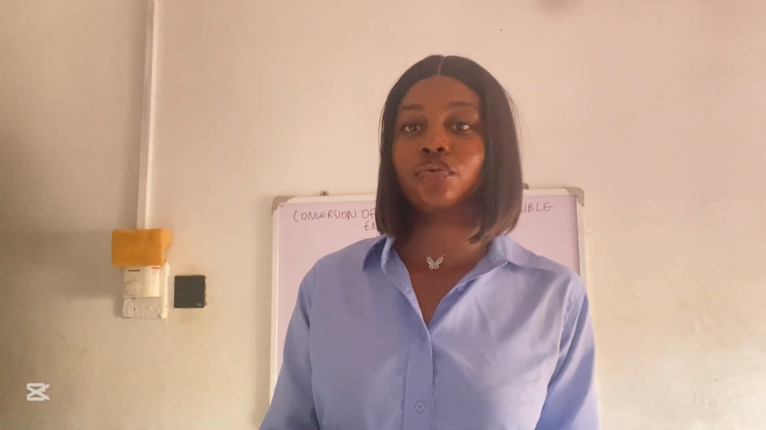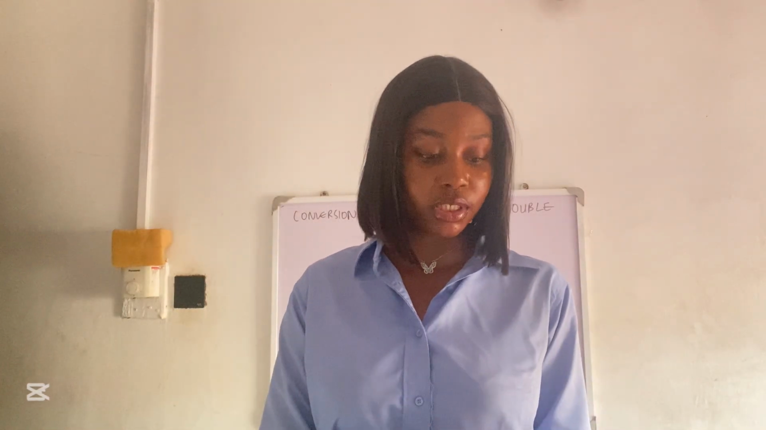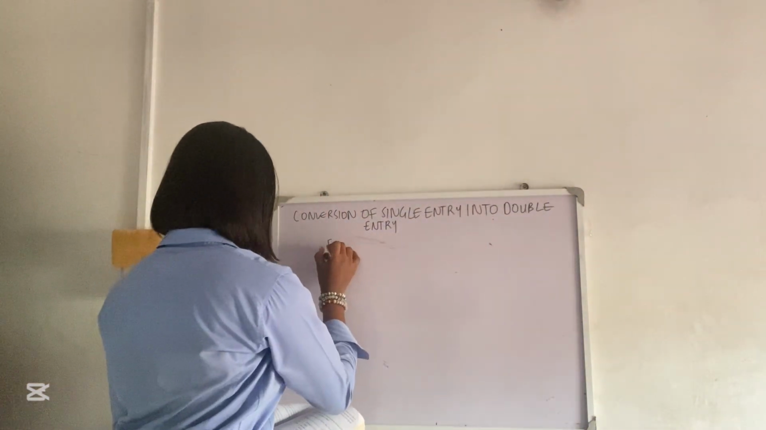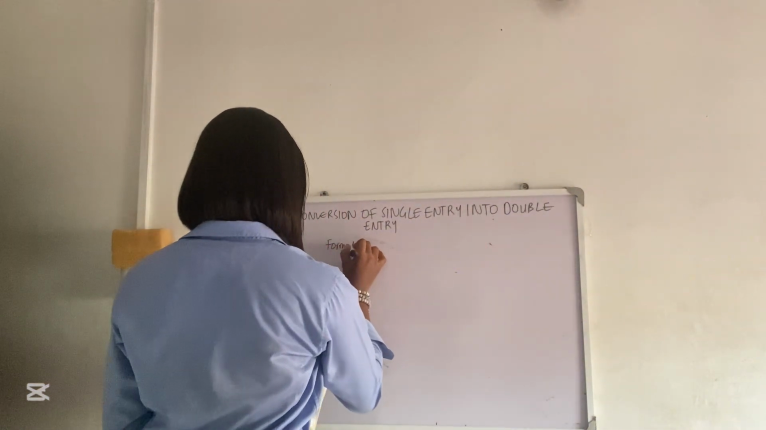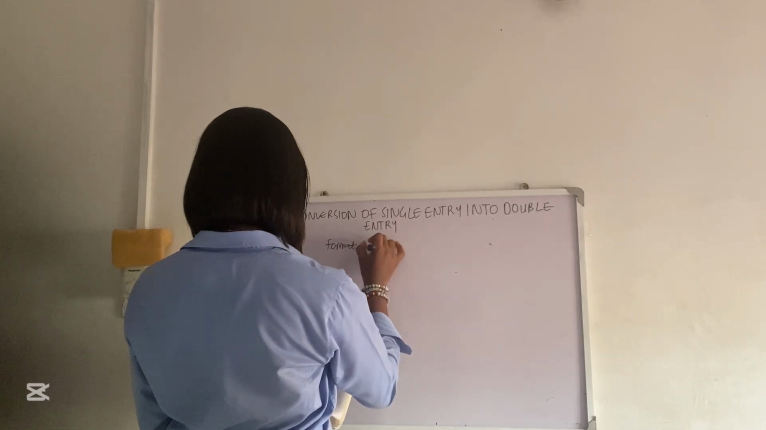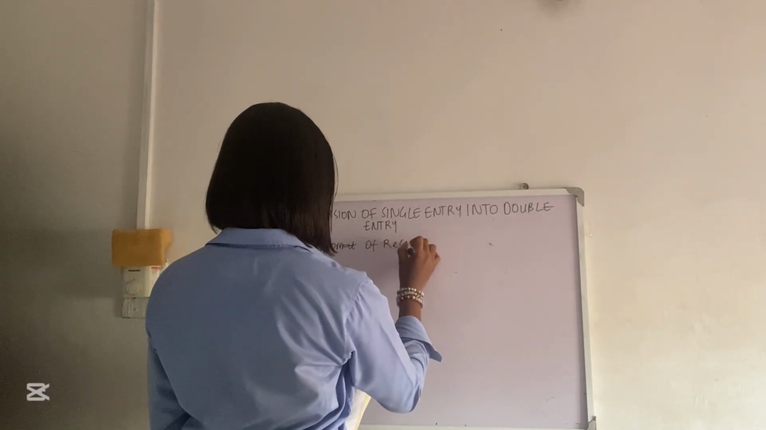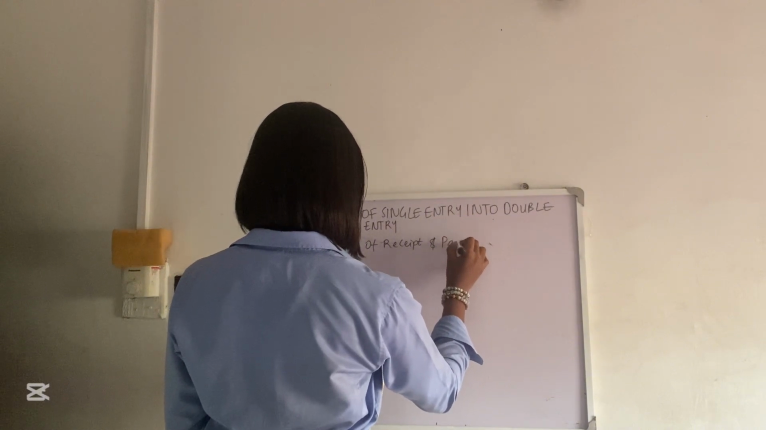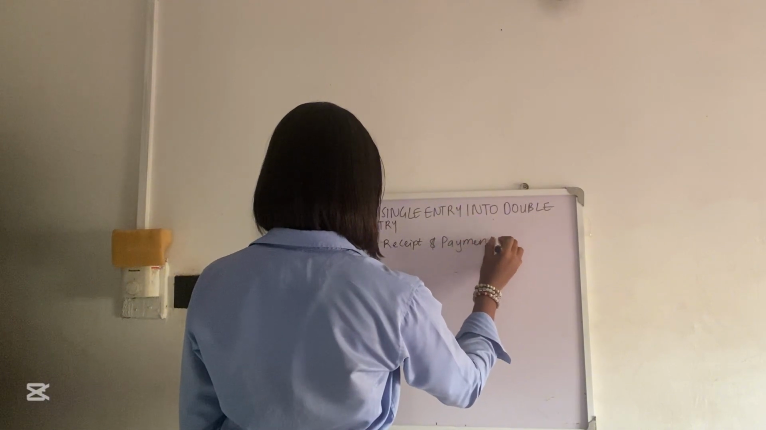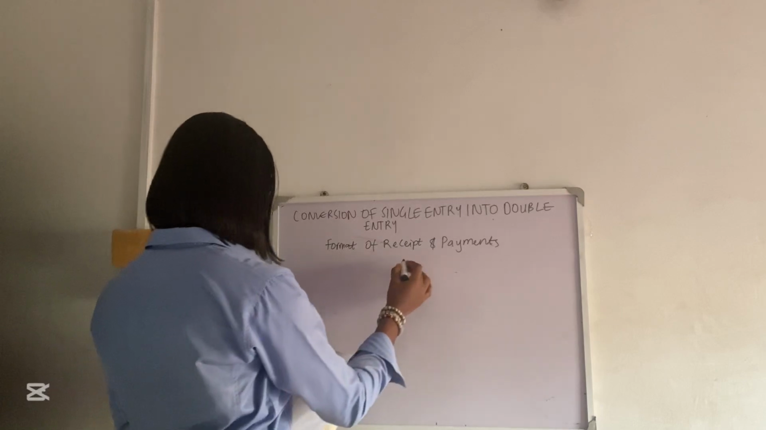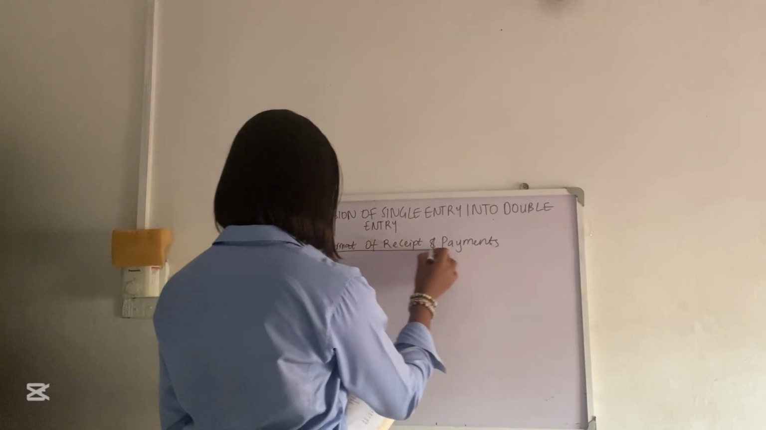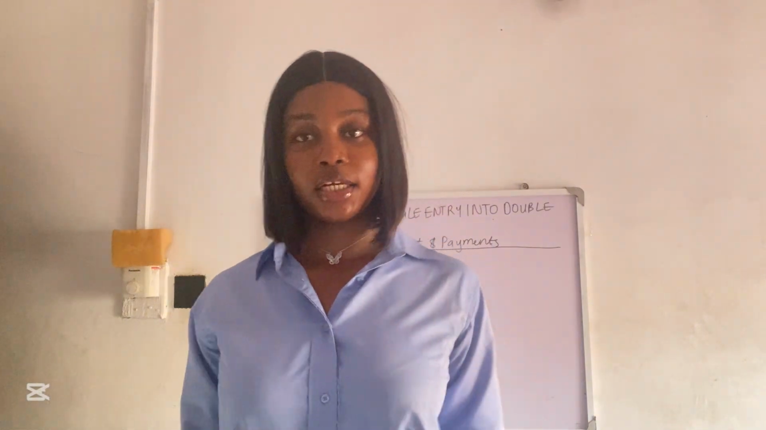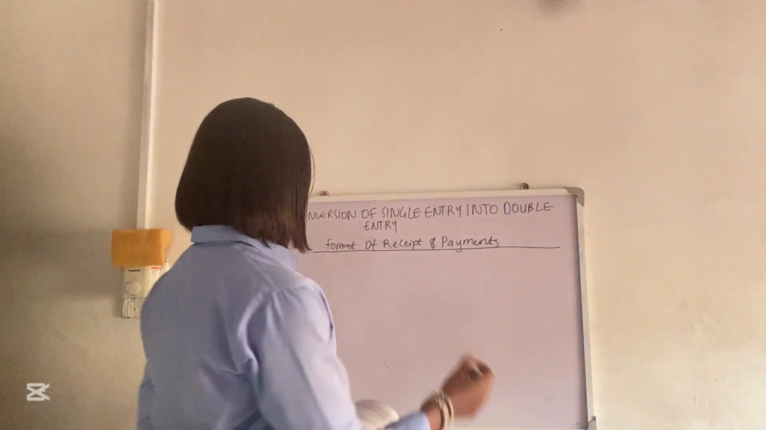Same thing, debit the receiver, credit the giver. But let me just write it all here. So let me write the format of receipts and payments. I don't even know why I'm writing this, because this is like a cash book. I just want you guys to see what I'm saying. It's the same thing as a cash book.